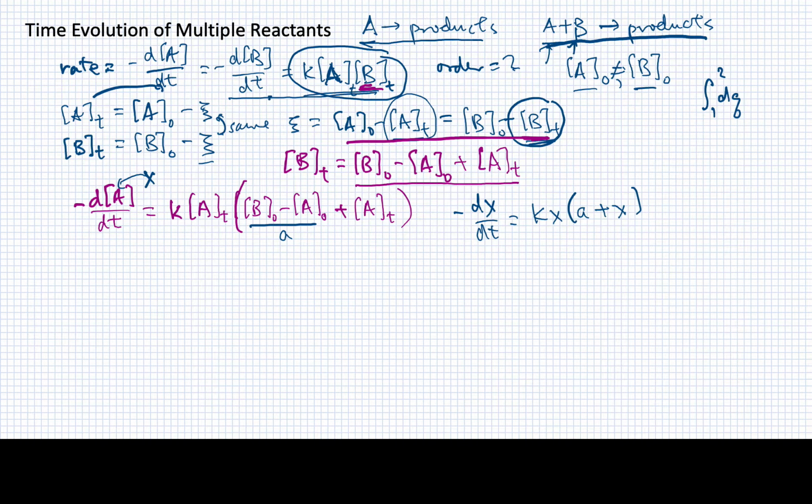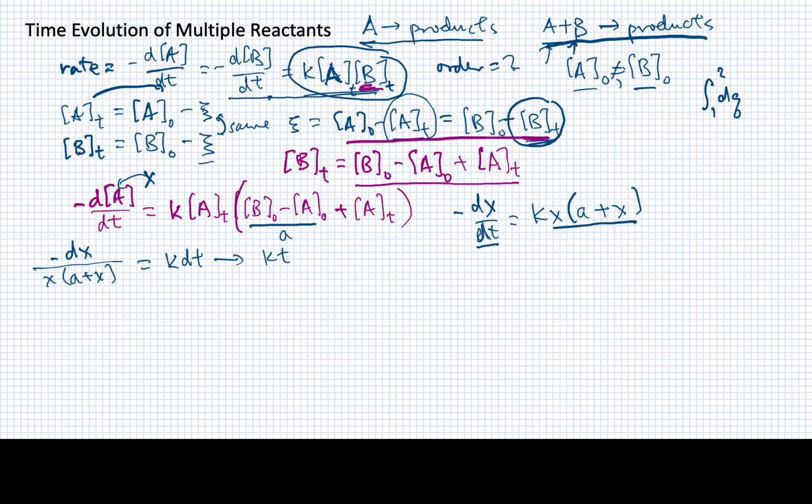So now I can clearly see that this is a differential equation in which I can separate the variables. I can divide both sides by this, and I can multiply both sides by this, and I'll end up with the equation dx over x times (a plus x) is equal to k times dt. So now all of this depends only on x, and all of this only depends on time. This part I know I can integrate pretty easily. I'm not going to worry about that too much. It's just going to give me kt. What about all this other stuff?